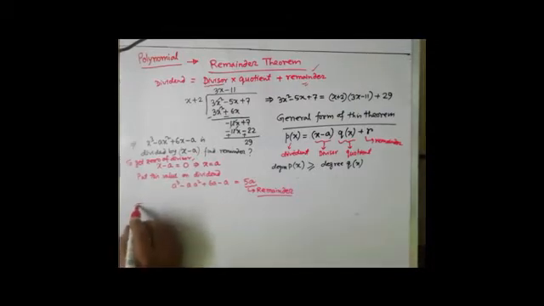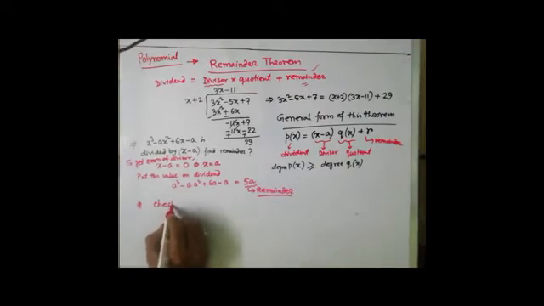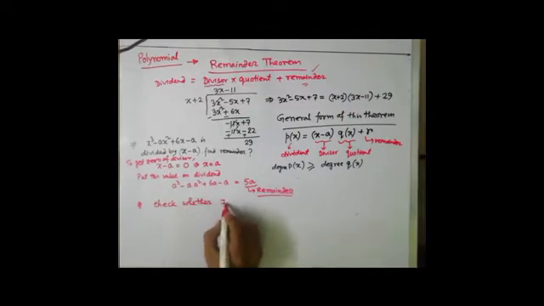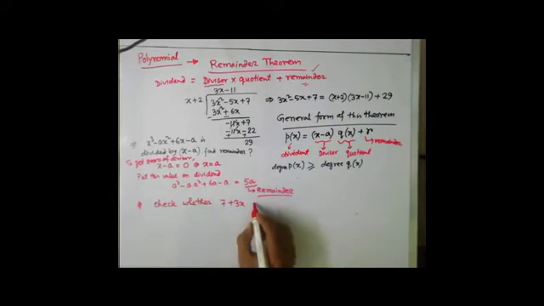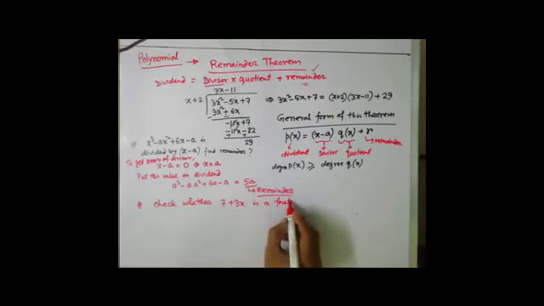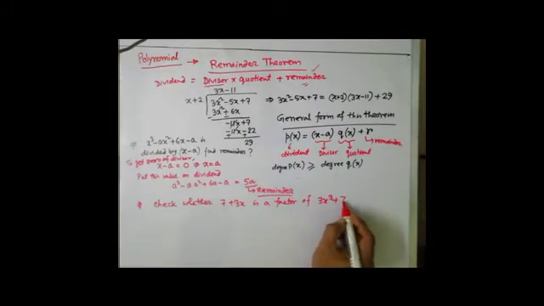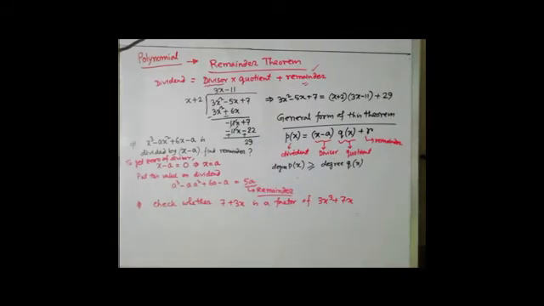Okay. And second problem, suppose you have to check. One problem is like this: check whether 7 plus 3x is a factor of 3x cube plus 7x. You have to check it. How can it be checked? Obviously, we all know that if this one is a factor of that one, it will be completely divisible. That means there is no remainder at all, isn't it?